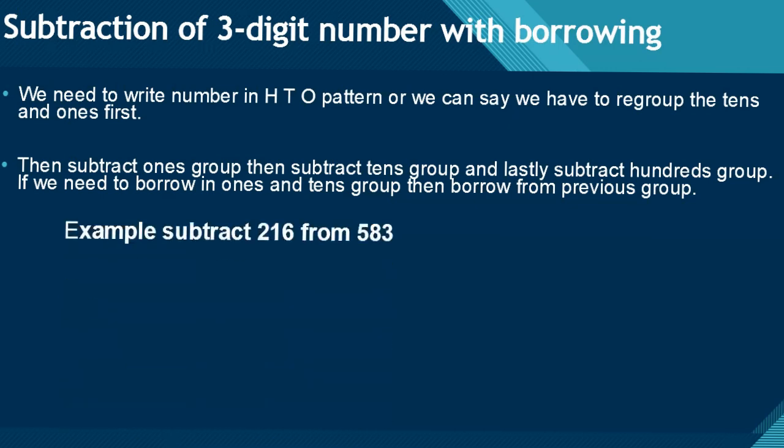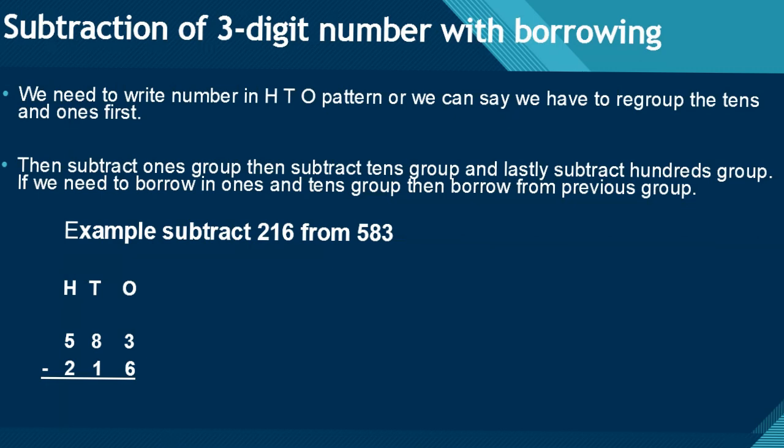example. Subtract 216 from 583. First step, HTO pattern. We have to write the number in HTO pattern. 583 in HTO pattern and 216 in HTO pattern with minus sign. Now, the next step is to subtract the numbers of the ones group. Now, 3 minus 6. Here we need to take the borrow. From where will we take the borrow? We will take the borrow from the tens group, not from the hundreds.